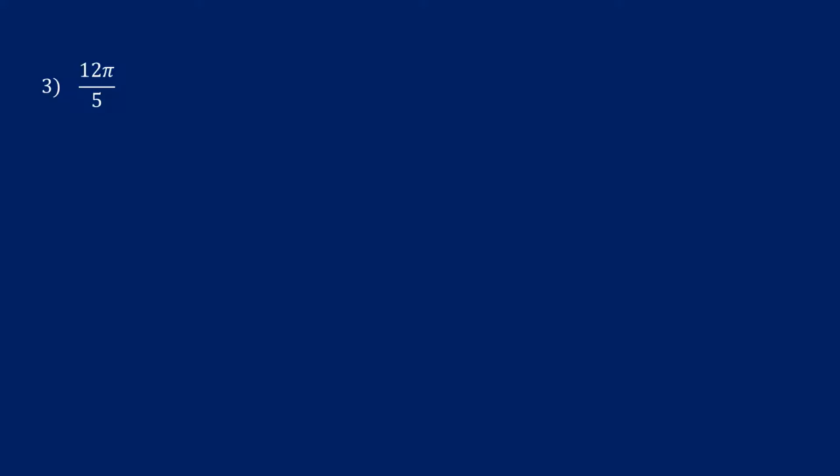Now let's look at some angles that are in radians. For example 3, consider 12 pi over 5. Because it is positive, and because it is in radians, we are going to subtract 2 pi. So 12 pi over 5 minus 2 pi means that we have to get a common denominator of 5. So we have 12 pi over 5 minus 10 pi over 5 to give us 2 pi over 5.